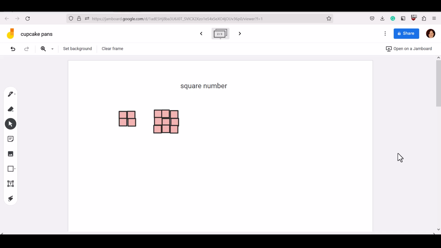And they didn't know. They were stumped. So I showed them the pattern. Look, we have this one's 2 times 2, 3 times 3. We have 4 times 4. So what number would give us another square? And they didn't know.